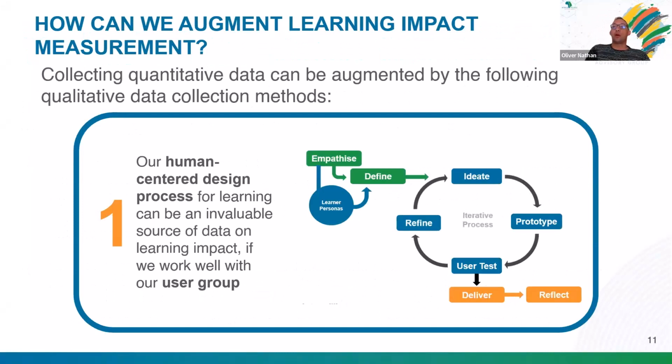Okay, so how can we augment learning impact measurement? I think because of some of the difficulties and challenges with regards to measuring return on investment, my suggestion is that we don't necessarily reinvent the wheel. I'm sure organizations represented on this call have got fairly good ways of collecting quantitative data already. I know that many organizations are really quite weak in terms of collecting the qualitative data, right?